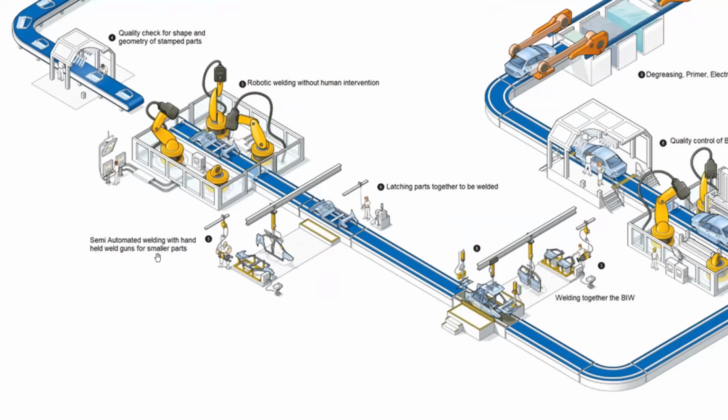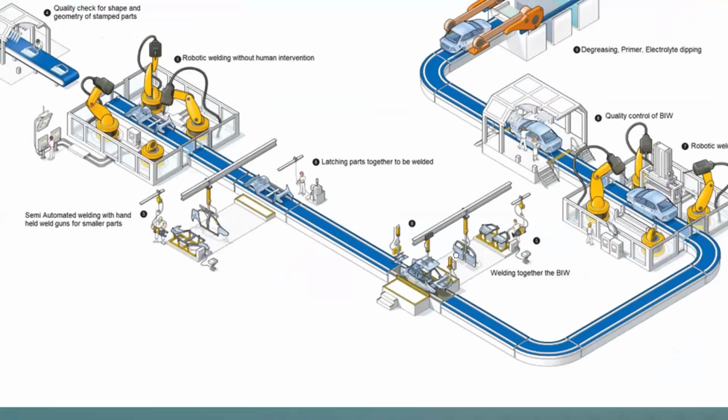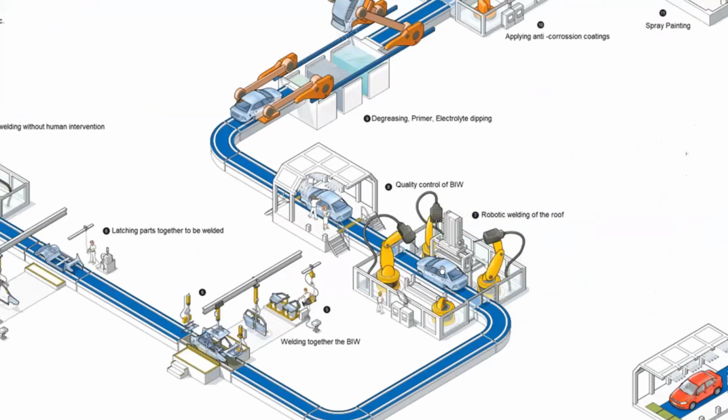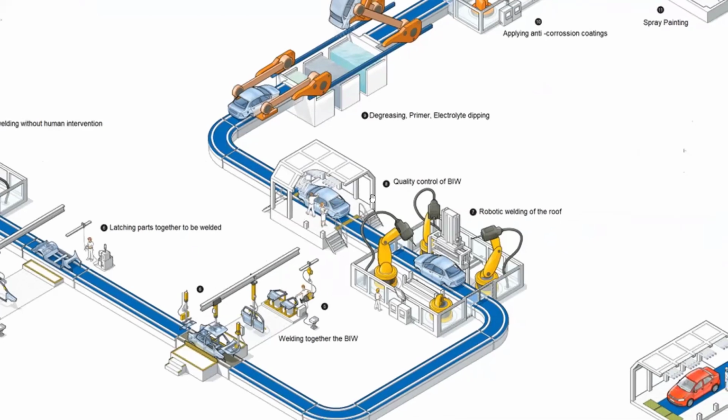Some parts are still not welded robotically, like complex parts which cannot be easily reached, and for smaller parts there is semi-automated welding with handheld weld guns. Once the left and right sides of the car are assembled, it goes to the roof placement, and again robotic welding happens, and the roof is also welded on. At this stage, this is called the body in white. This entire shell of the car is called the body in white.